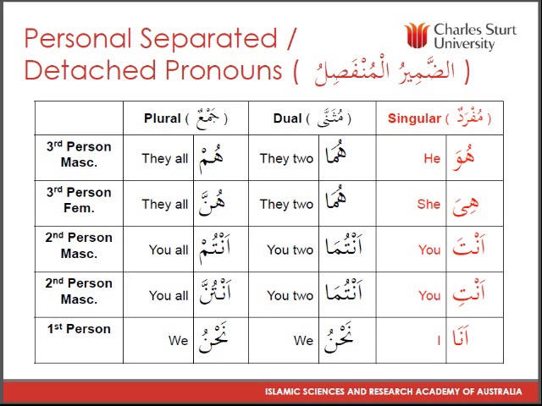So he means huwa in Arabic. Hiya is she, third person, feminine. Anta means you, second person. So you are my mukhatab in Arabic. You are the second person. You are present. You are here. Anti means you, but this is for feminine. And ana means I. So this chart is extremely important.